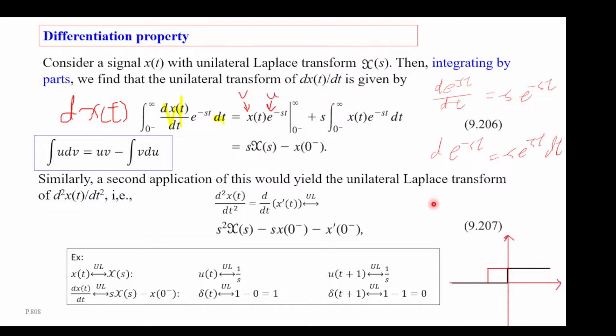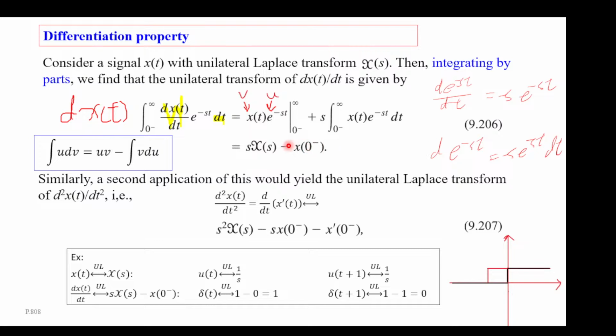Okay, and then you look at things. This term is this term, so you have s here, and this is exactly the unilateral Laplace transform of x of t. And then you look at this term at t equals infinity: because of this e to the minus st, this equals 0. At t equals infinity, this e to the minus st decays and it becomes 0. And so you're left with this minus the 0 minus term. At 0 minus, x of t equals x of 0 minus, and e to the minus st becomes 1. So it's just minus x of 0 minus.